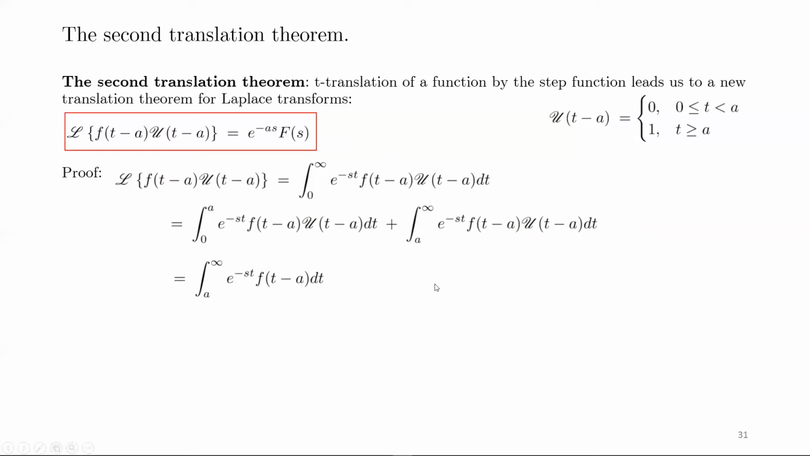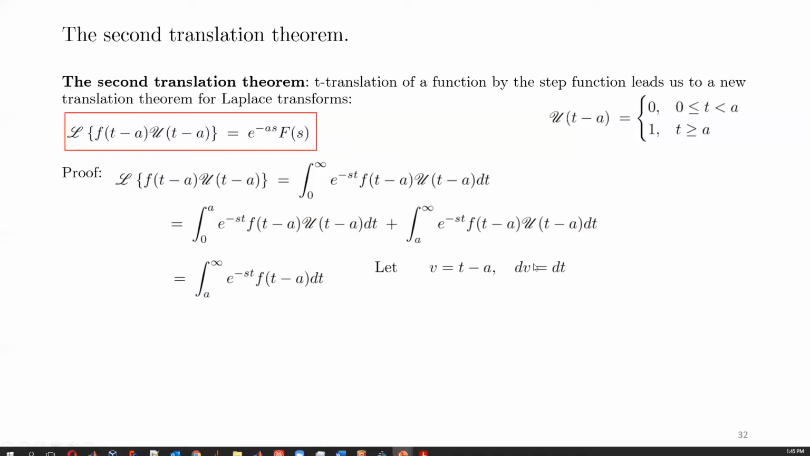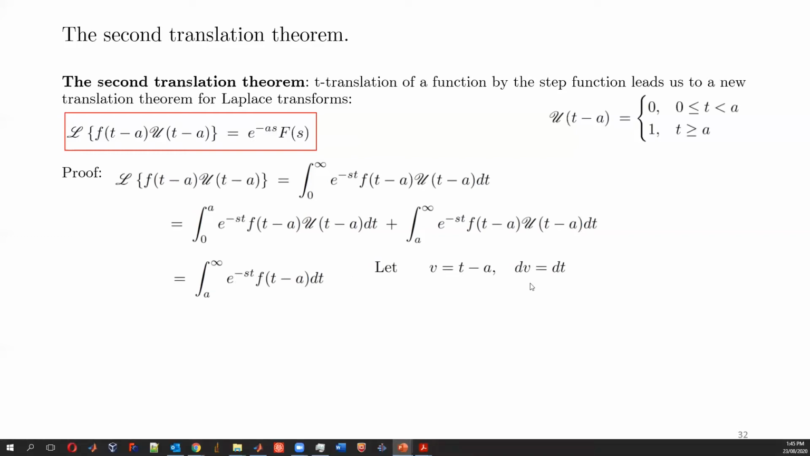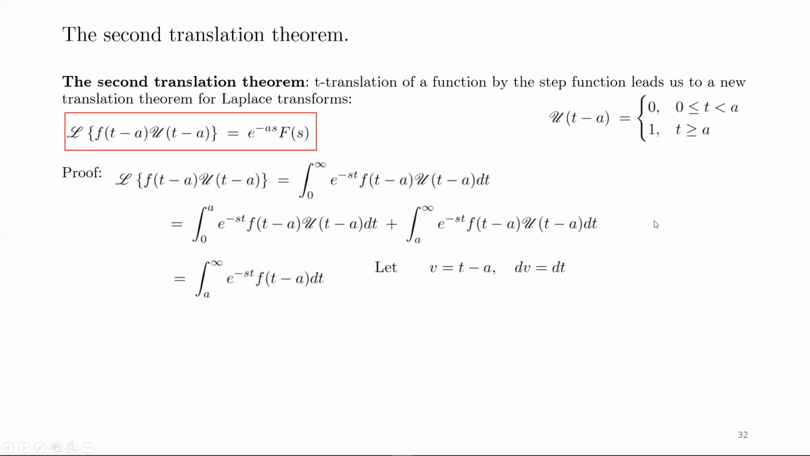Now I'm just going to do a substitution. I'm going to create a new variable v, which I'm going to say is equal to t minus a. If I take the derivative, dv equals dt, so things are quite simple there.